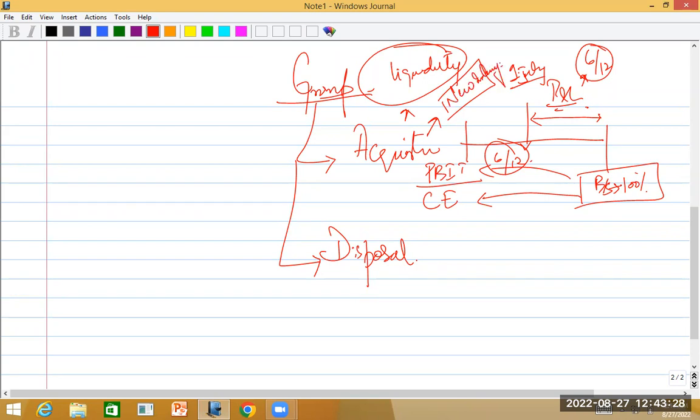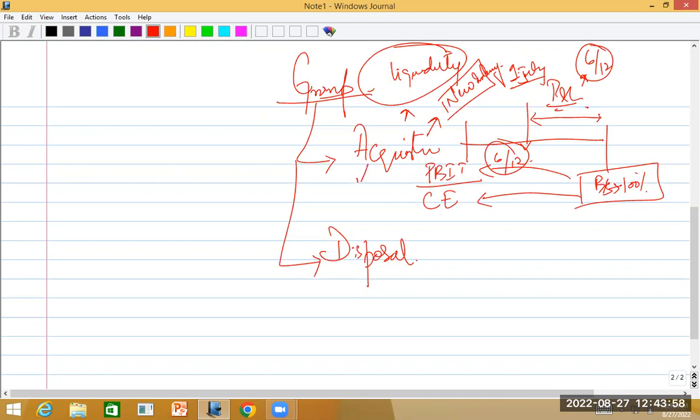So there will definitely be an impact of the learning curve. It will take the parent company time to understand the business, because the parent company will have to take the decisions of the subsidiary company. So it will take time to understand the nature of the business, the business policies and so on. So these are the issues with the acquisition.